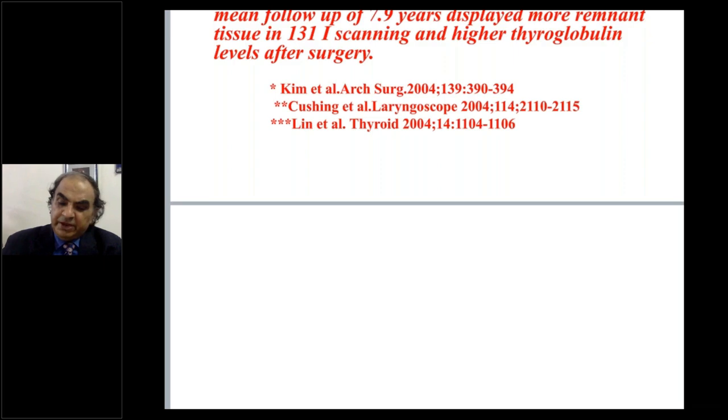So where we did less, they had higher thyroglobulin levels after surgery, and they required treatment with iodine 131, and they displayed more tissue with the iodine 131 scan. So there was a remnant disease in these cases. That's just to highlight that total thyroidectomy is superior. Naturally, less than total is not the same outcome.